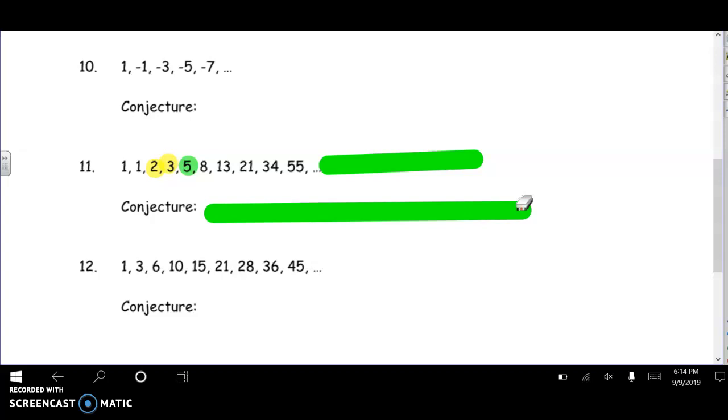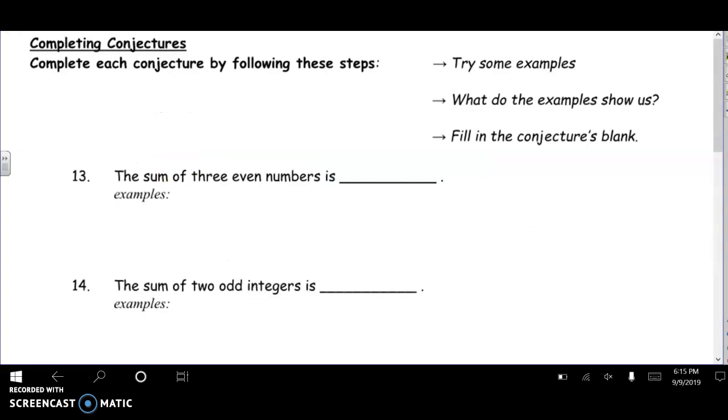And again, the hints are that you typically use things like addition, subtraction, multiplication, and division. Pause the video and take about 3 to 5 minutes to do as many problems as you can on this page, and then start it up again. Now we're going to look at another style of question. This time, the conjecture is given, but we have to finish the conjecture.